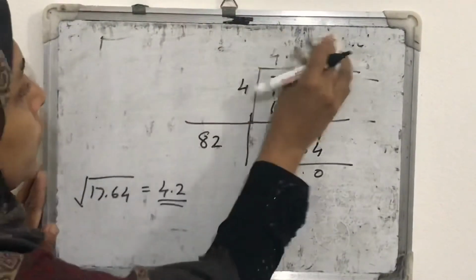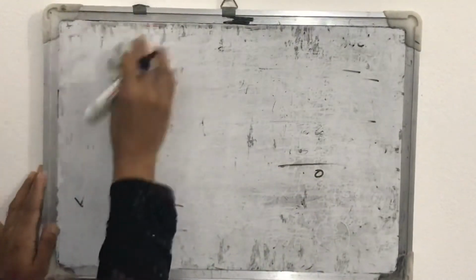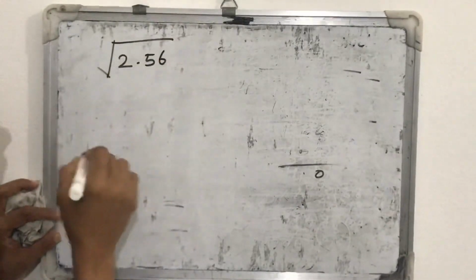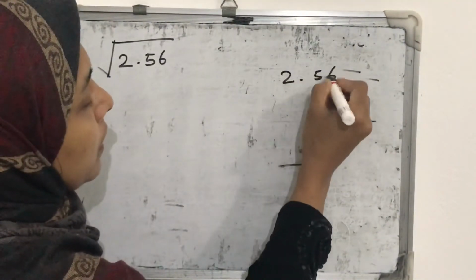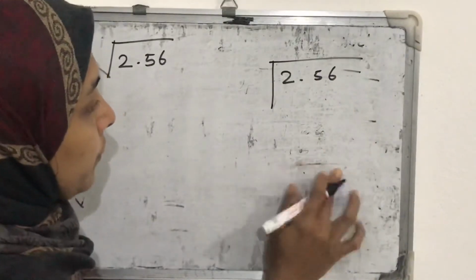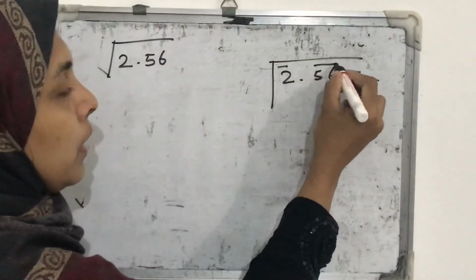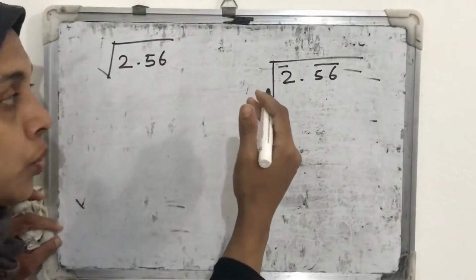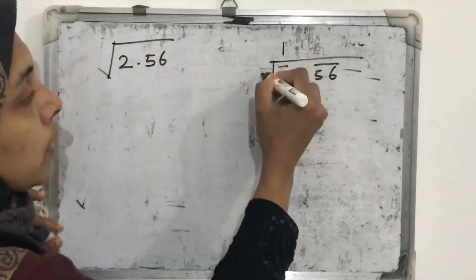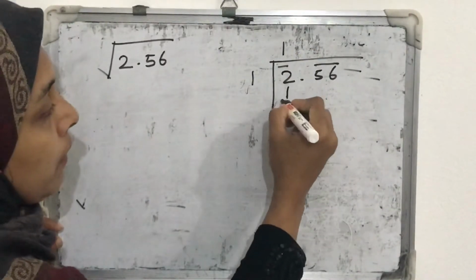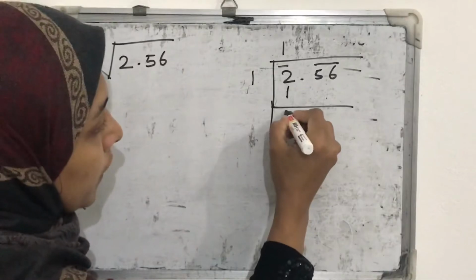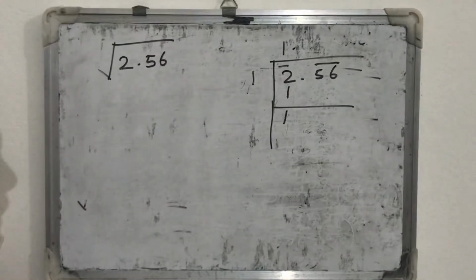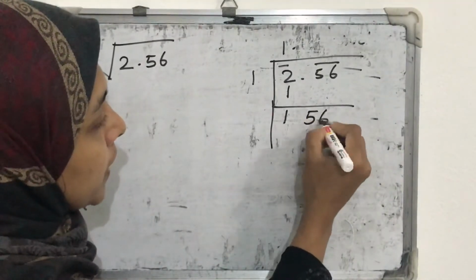Another question: find the square root of 2.56. Here also we use the same method. First place the bar over 2, and one over 56. The first digit will be 1, because just below 2 there is only one square number, 1. So in the quotient 1, 1 into 1 is 1, 2 minus 1 is 1. Next is the decimal point, so we put the decimal point. After that, bring down 56.